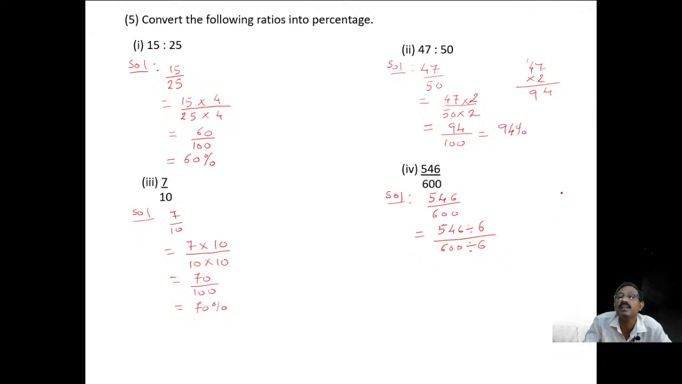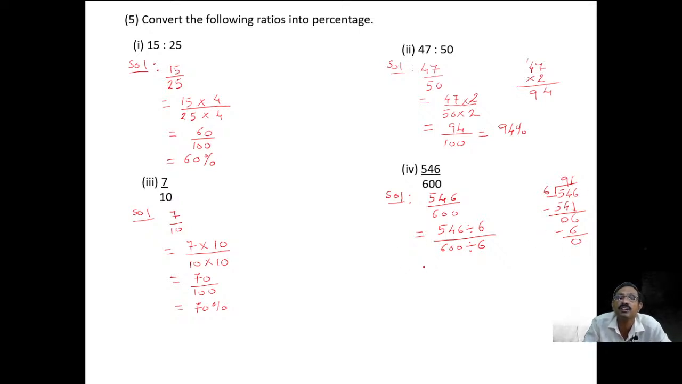And let's see, divide and see here. 546. 6 nines are 54. What do I get? 0. I bring this 6 down. 6 ones are 6. What do I get here? 0.